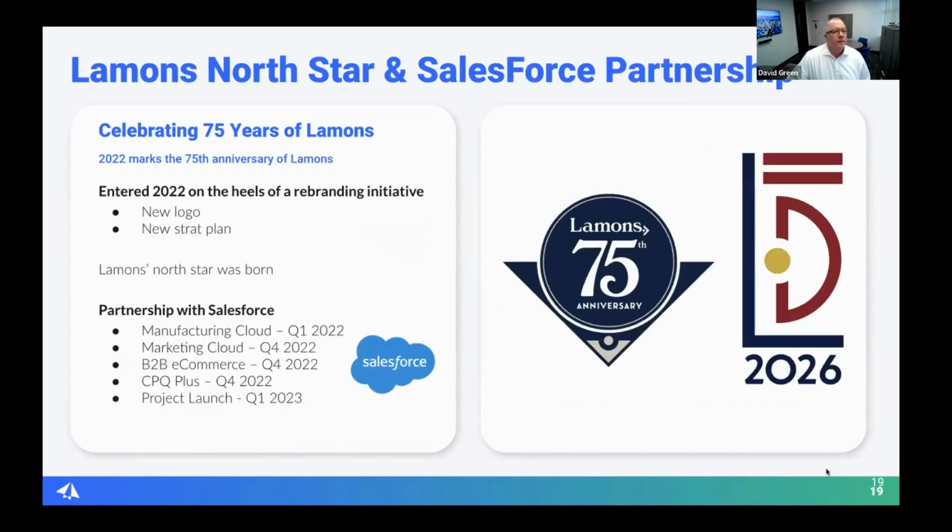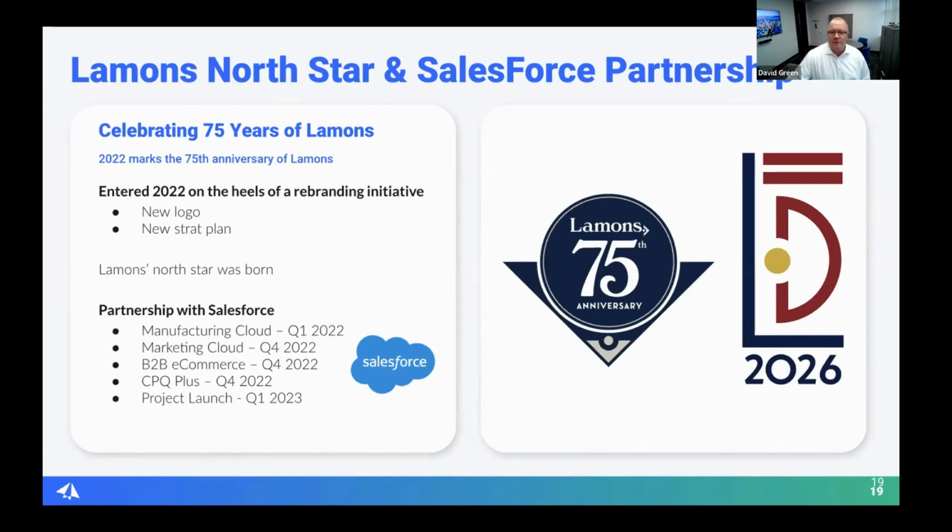Next. With Lamons, once again, we are celebrating our 75th anniversary, which was actually last year in 2022. We wanted to go through a rebranding initiative, and along with it, we decided to put together a new strategic plan. With that, we gave birth to what we call our North Star. The North Star is the beacon for the company, and the symbol off to the right is what I'm referring to. It's meaningful to all 704 employees of the company.